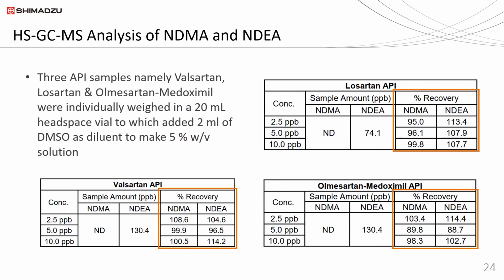Subsequently, recovery test was also performed for 3 APIs, mainly valsartan, losartan, and olmesartan. The sartan drugs were dissolved in DMSO at a concentration of 5% weight over volume, to which the standard solutions were added at 2.5, 5, and 10 parts per billion. The recovery rates for all analyses were well within 80% to 120%.